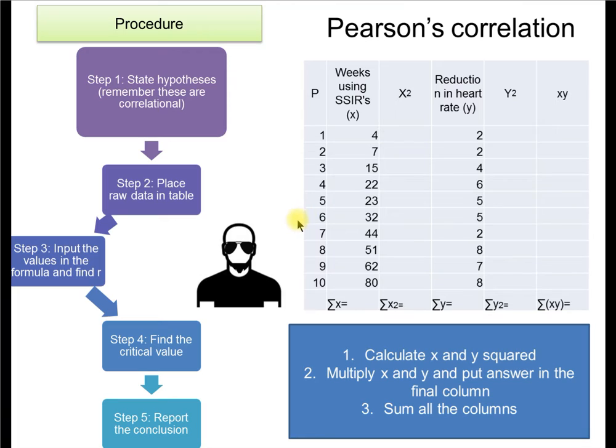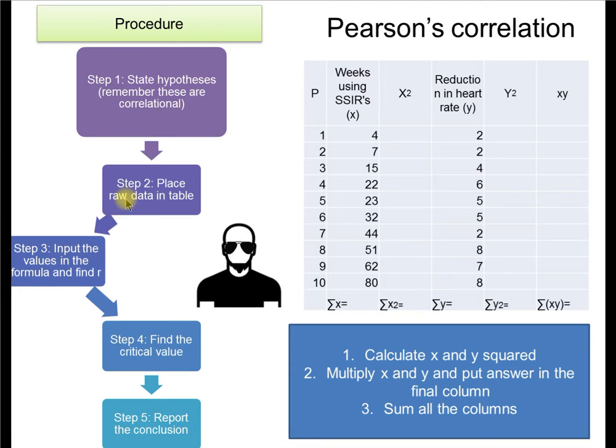So this is how we carry out a Pearson's correlation. We state our hypothesis. Remember, it has to be correlational, so if it was a directional hypothesis, it would say X and Y are positively correlated or negatively correlated, or if it's a two-tailed hypothesis, you might say there is a relationship between X and Y, but you're not stating the direction.